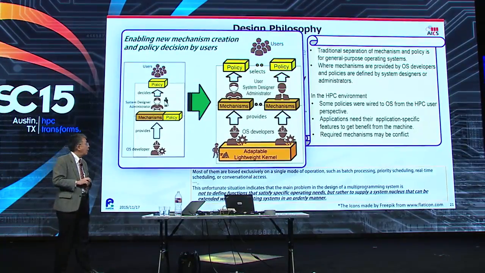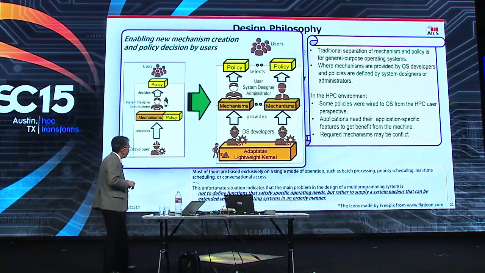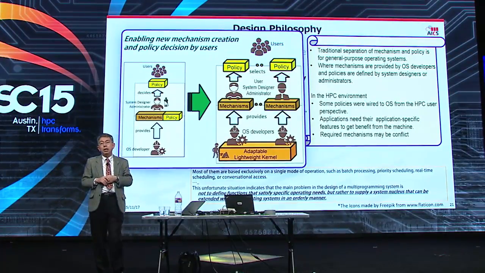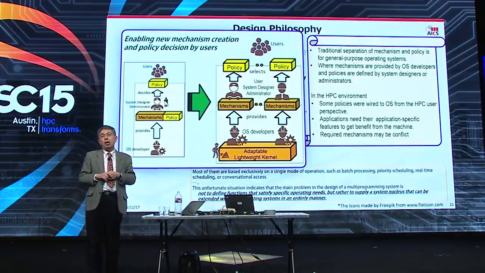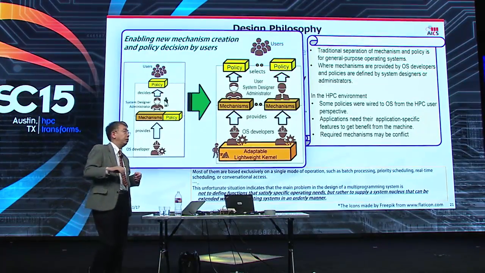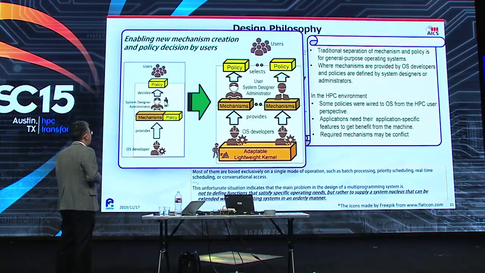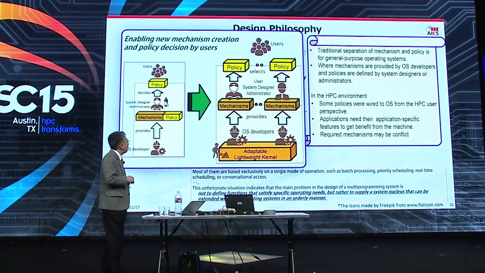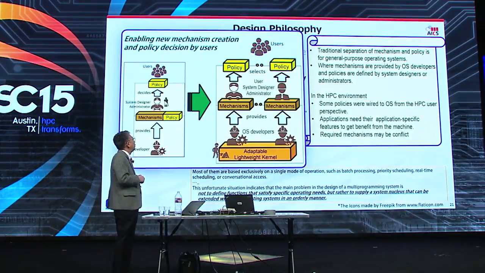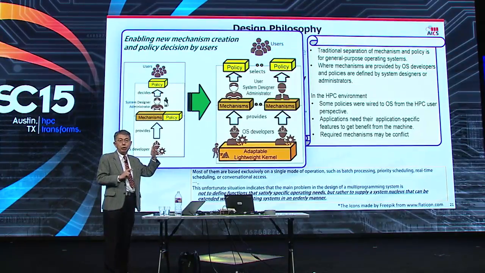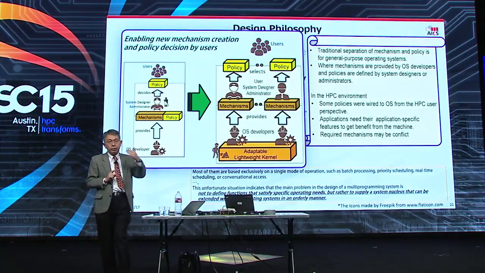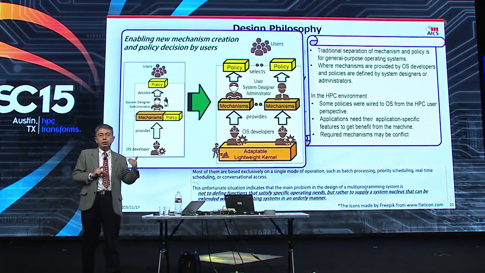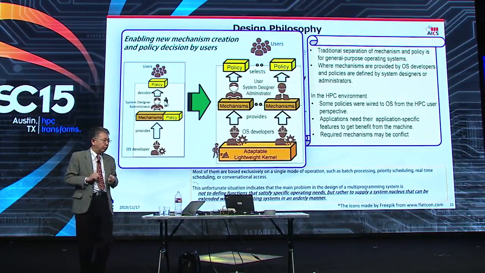So this picture shows we are designing and developing a lightweight kernel. It's adaptable. The OS developer will provide the mechanisms for users, and different mechanisms will be provided for different users. And then the user, system designer, or administrator selects the policy. So unlike a general purpose operating system, the user can also be involved in selecting the policy. That's the big requirement, as far as I understand.